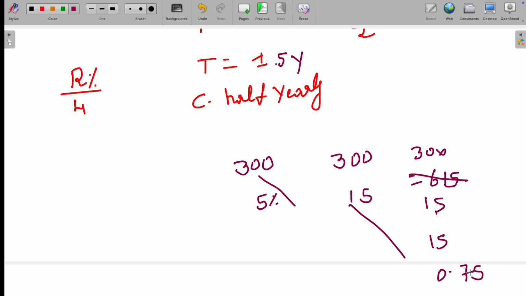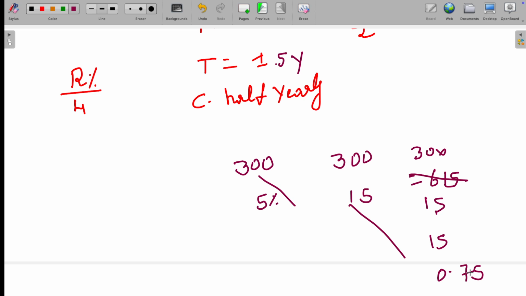Based on the question, they may ask 1.5 years, 2 years, or 1 year. Maximum you may get 4 trees to write. In this question the rate of interest is 5, and for half yearly it is 2.5. If they give the rate of interest as 10%, then divided by 2 is 5%, and you need to make 2 trees, because it is a 1 year question. If it is 1.5 years, we have to write 3 trees.